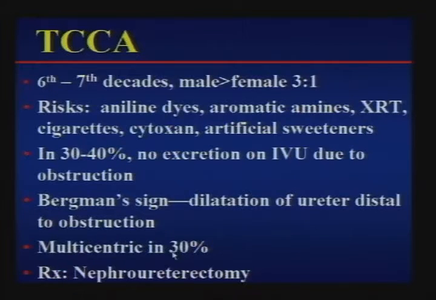Remember that transitional cell is multicentric in up to 30%. So when the examiner says, how do you treat this, doctor? Well, of course you do a nephroureterectomy, but before you do that, you want to make sure you've clearly investigated the rest of the urothelial tract. And you want to make sure you've put a lot of attention looking at the bladder. Okay, next case.